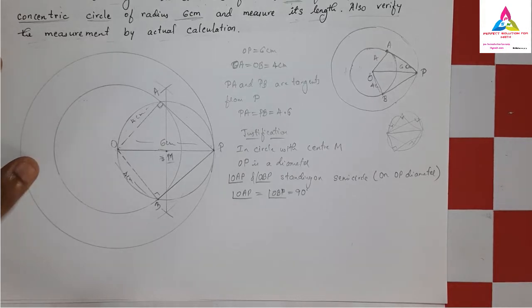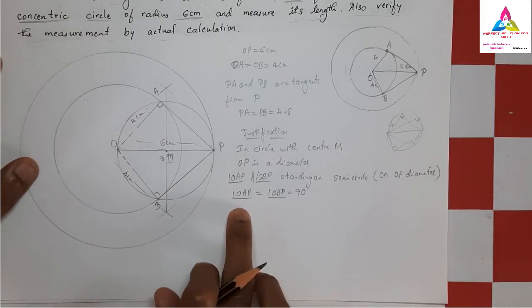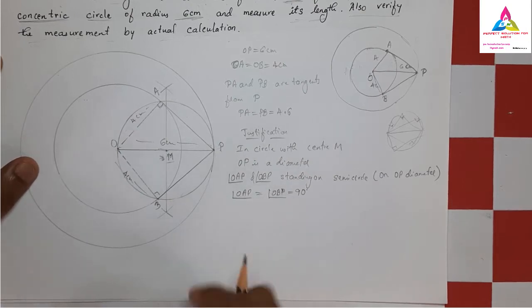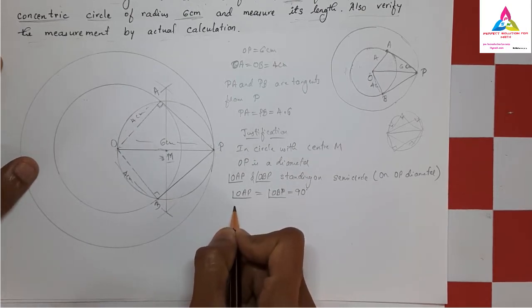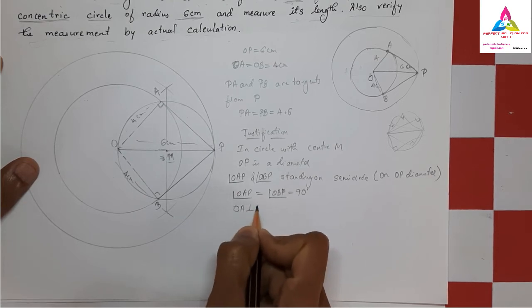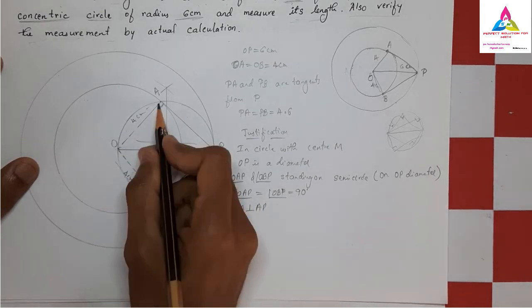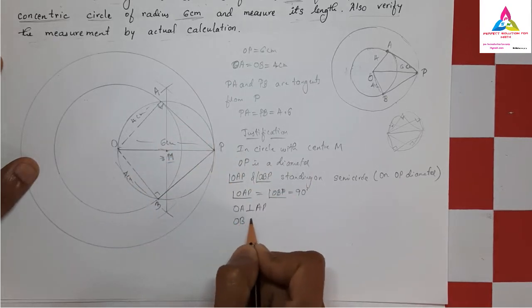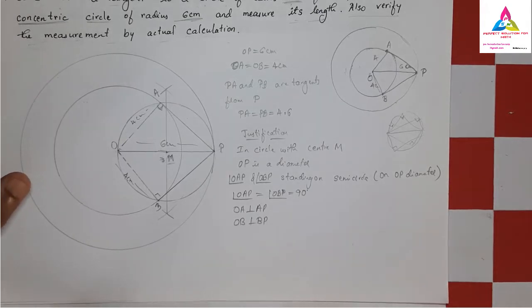90 degree itself. So this is our justification. If angle OAP and angle OBP are 90 degree, so we can write that OA is perpendicular to AP. So this OA and AP are perpendicular, means 90 degree. Similarly, we can write OB is perpendicular to BP. So this we have learnt somewhere in the circle lesson.